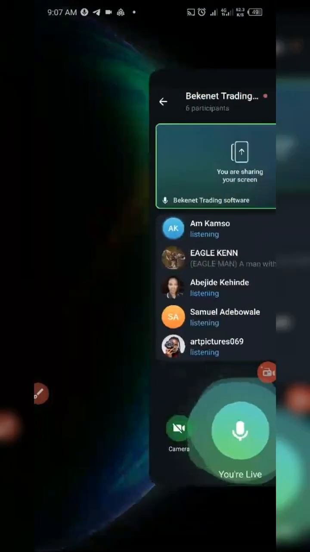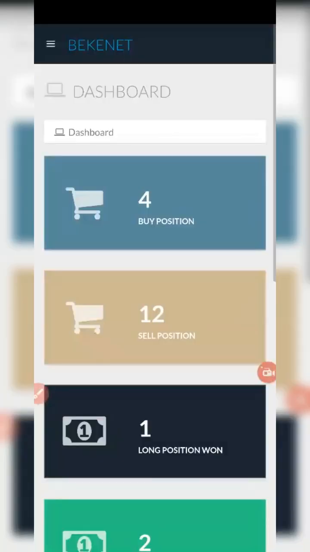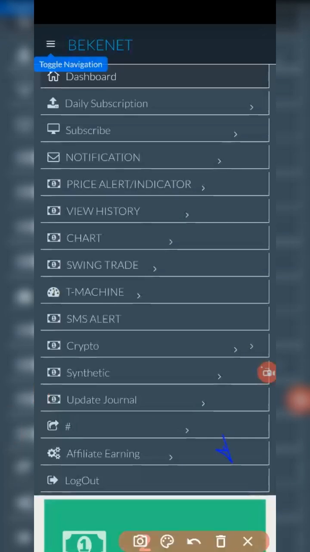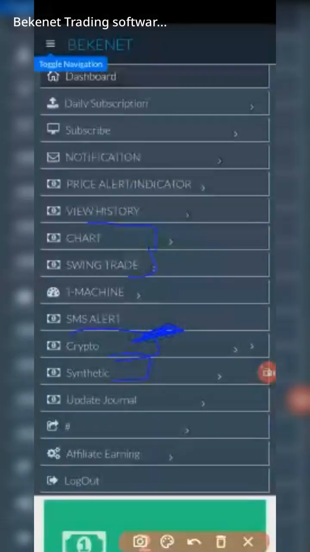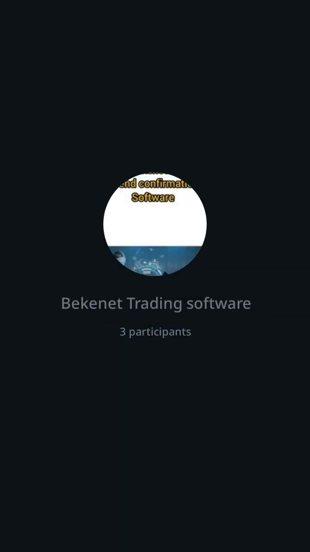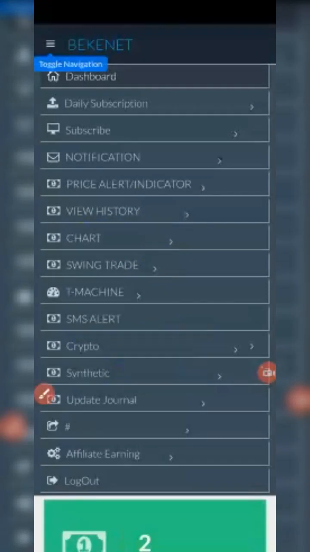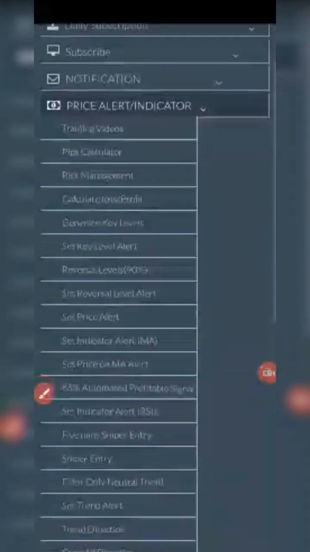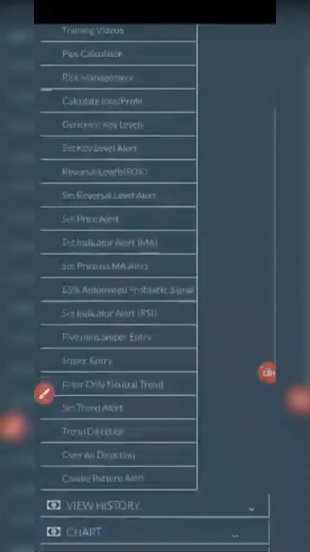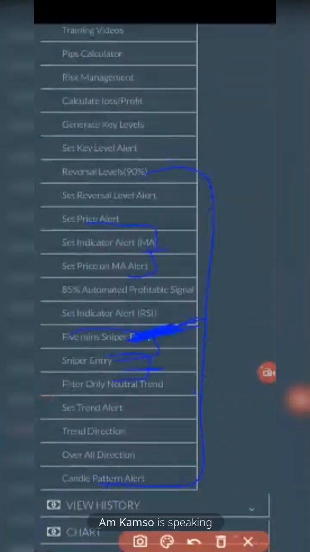Let me go to the app so that you can see. This is the app. This is the full package. Everything here is for forex. Everything here is for synthetic. Everything here is for crypto. Crypto is free. You can be trading and making money with crypto without anybody asking you to pay a dime. This is synthetic. This is forex. Then inside is your price alert. Everything you see here, these are tools that can enhance and improve your skills.